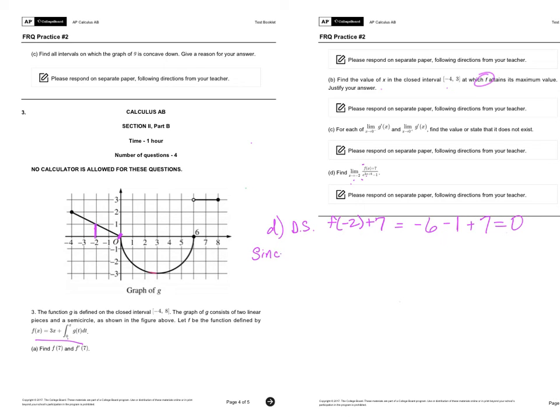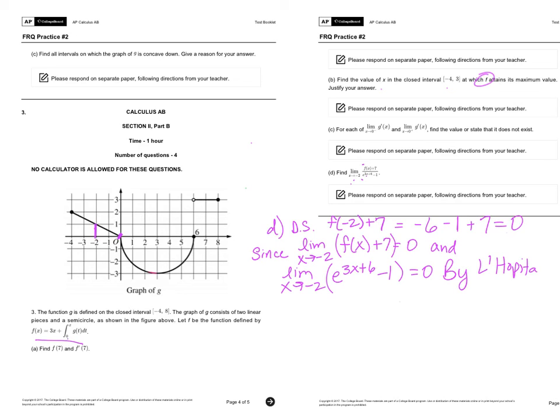I'm going to say, since the limit as x approaches negative 2 of f of x plus 7 is equal to 0, and I've shown how I got that, and the limit as x approaches negative 2 of e to the 3x plus 6 minus 1 equals 0. That's something you can do in your head, so you don't have to necessarily show that. So since those limits both equal 0, by L'Hopital's, and if you put L-hop, they would actually give you credit.